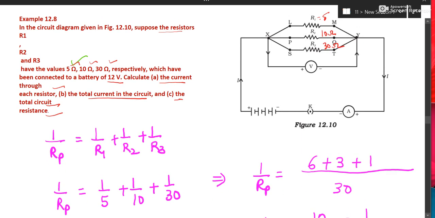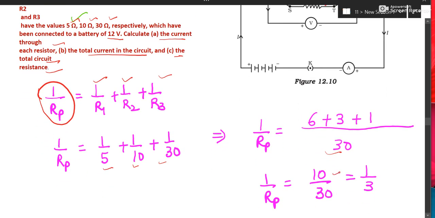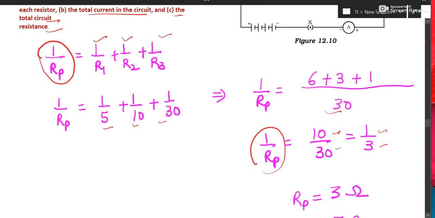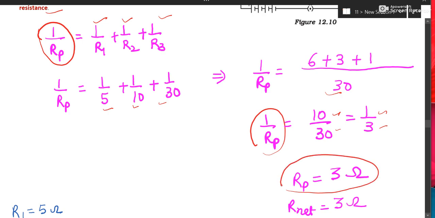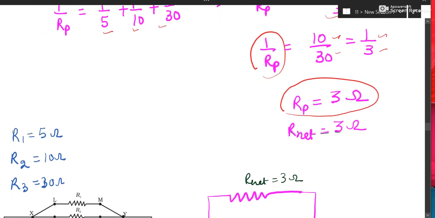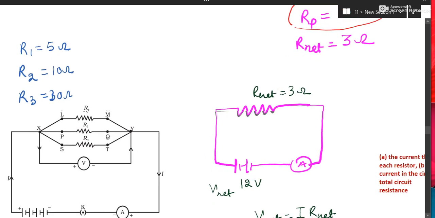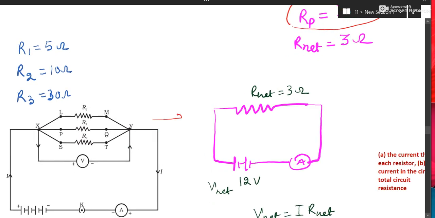So these three are in parallel. In parallel, we have this formula: 1 by Rp is equal to 1 by R1 plus 1 by R2 plus 1 by R3. Substitute. See, I have taken the LCM. It came as 10 by 30, that is 1 by 3. I will reciprocate it. So Rp will come as 3 ohm. This is the net resistance. So you can see this was the diagram in the beginning, and now the total resistance of these three in parallel is 3 ohm. Net voltage is given, so I can find out the net current.